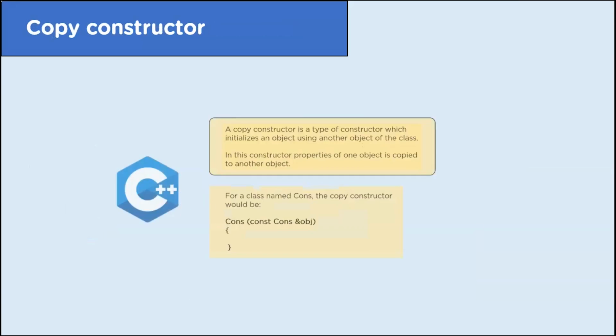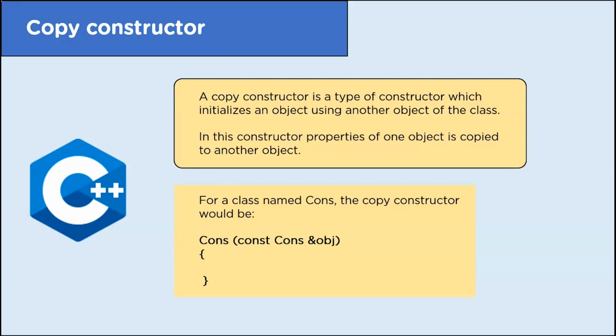Now coming to the copy constructor. A copy constructor is a type of constructor which initializes an object using another object of the class. In this constructor, properties of one object are copied to another object. This copy constructor is invoked when an object is passed as a parameter. If a class has pointers or there is some dynamic memory allocation, then it is necessary to have a copy constructor. Its syntax is as follows. Here cons is the name of the constructor and &obj is the reference of the object.